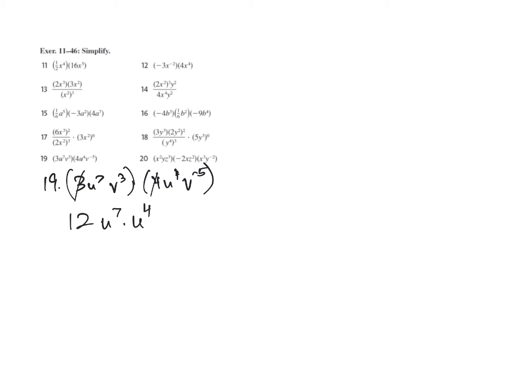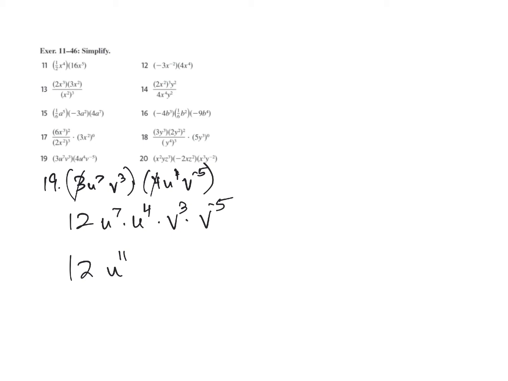Number 19. So 3u to the 7th, v to the 3rd. There's nothing to do with that. The next one is 4u to the 4th, v to the negative 5. All right, nothing to do with this, so we don't need the parentheses. We can rearrange everything. So 3 times 4 is 12. Then we have u to the 7th times u to the 4th times v cubed times v to the negative 5. All right, so that's 12 u to the 11th.